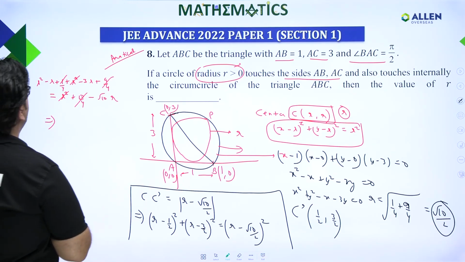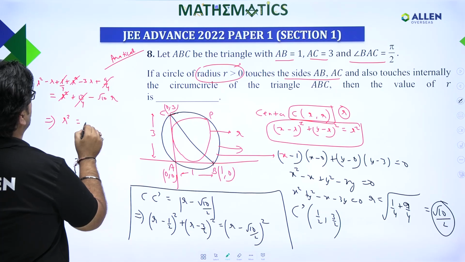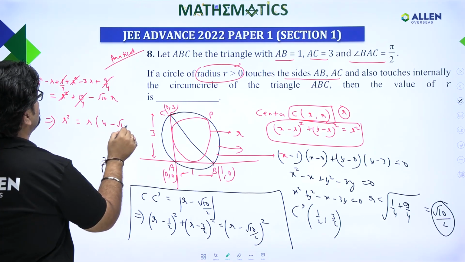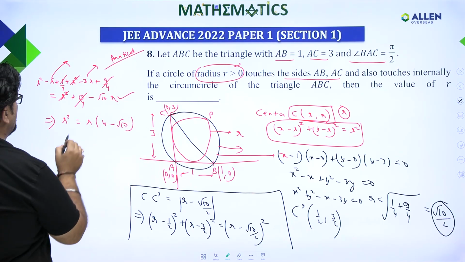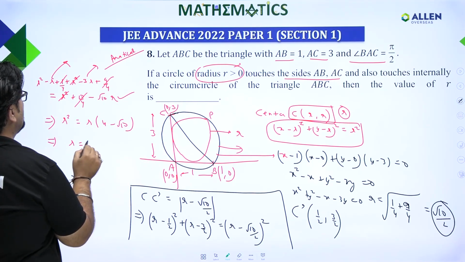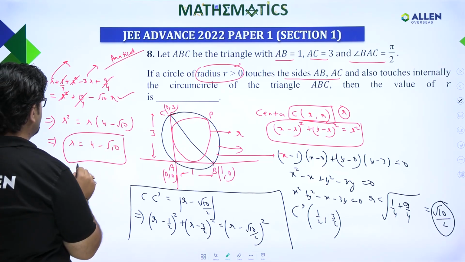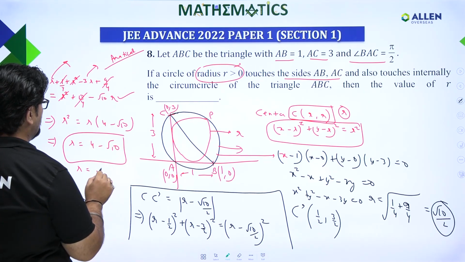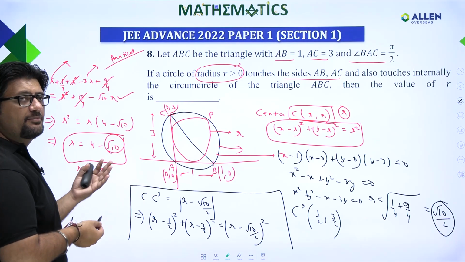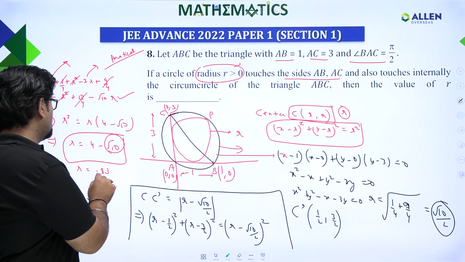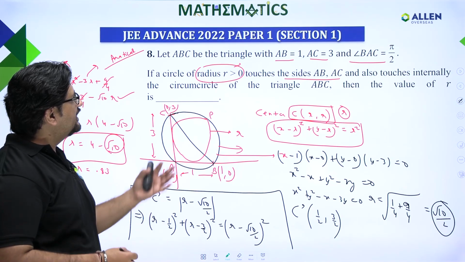So what is the remaining term we are getting, my dear? R square equals, I will take r common, I will be getting 4 minus root 10. This term, and this term I have taken to RHS. Okay, so r will be cancelled out. r equals 4 minus root 10. So the answer coming out to be is near about 0.83. This is near about 3.1617 for root 10. So the answer is nearly about 0.83. So this is the question number 8, my dear.